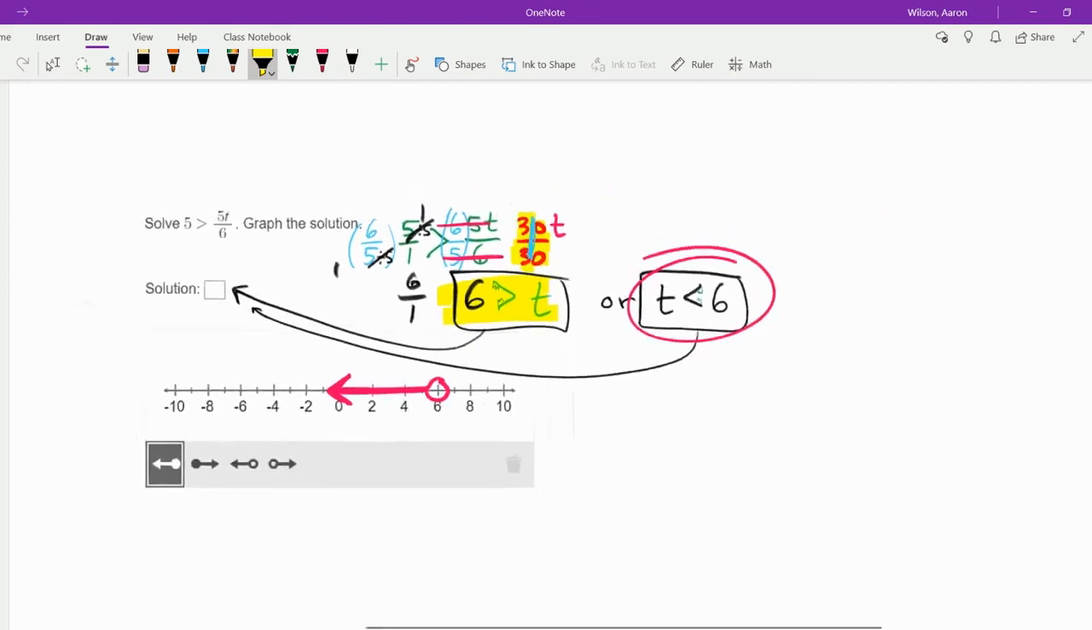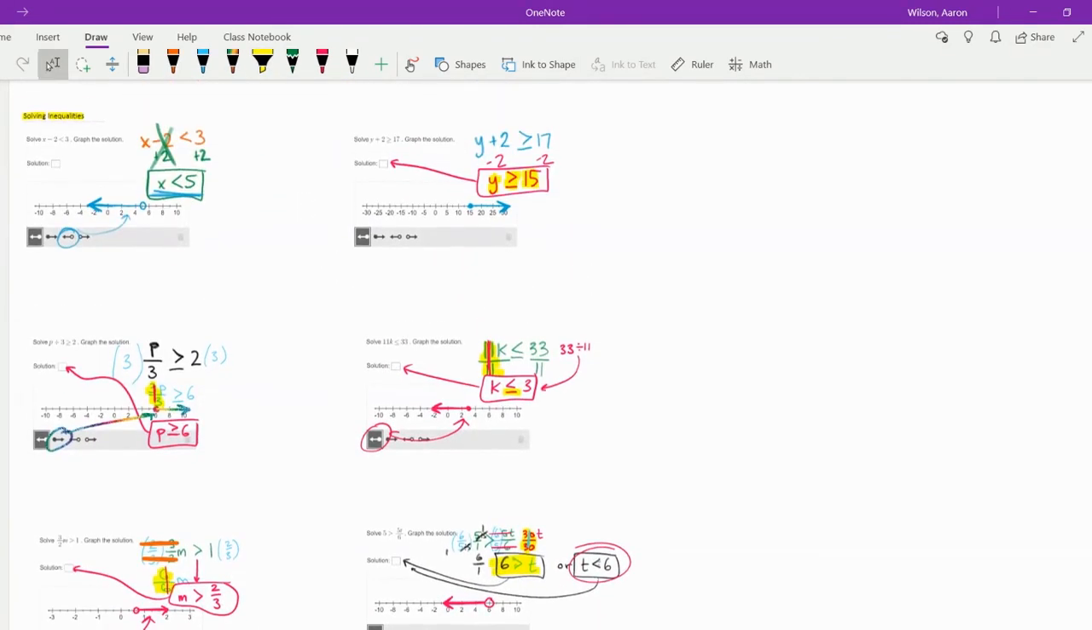All right, I hope these were helpful. That was solving inequalities.